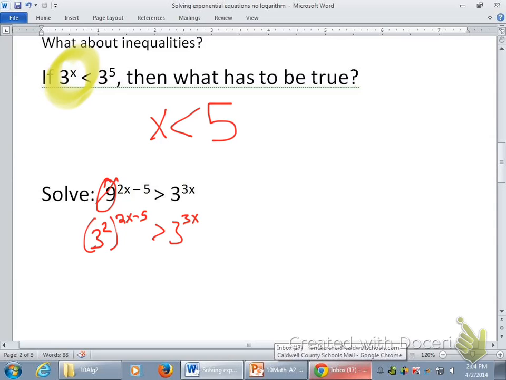And what am I going to do with this 2 exponent and this 2x minus 5 exponent? Multiply them. So that gives me 4x minus 10 has to be greater than 3 to the 3x. And then what does that tell me? 4x minus 10 has to be greater than 3x. Good, because these two bases are the same. I now know that 4x minus 10 has to be greater than 3x. And from there, it's straight algebra.